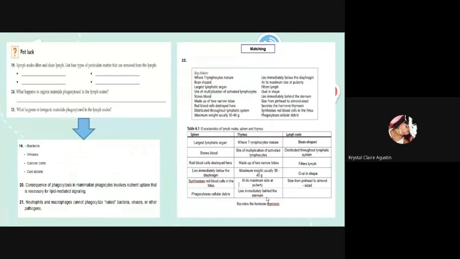So for the thymus, it is where T lymphocytes mature, site of multiplication of activated lymphocytes, made up of two narrow lobes, maximum weight usually 30 to 40 grams, at its maximum size at puberty, lies immediately behind the sternum and secretes the hormone thymosin. And for the lymph node, it is bean shaped, distributed throughout the lymphatic system. It filters lymph, oval in shape, and size from pinhead to almond size.